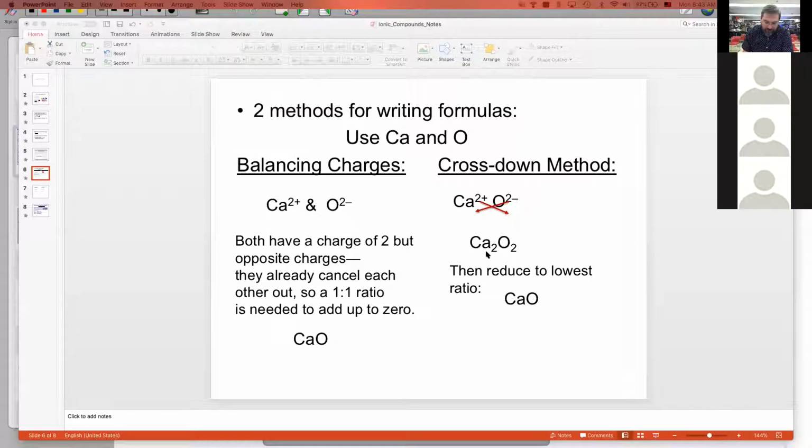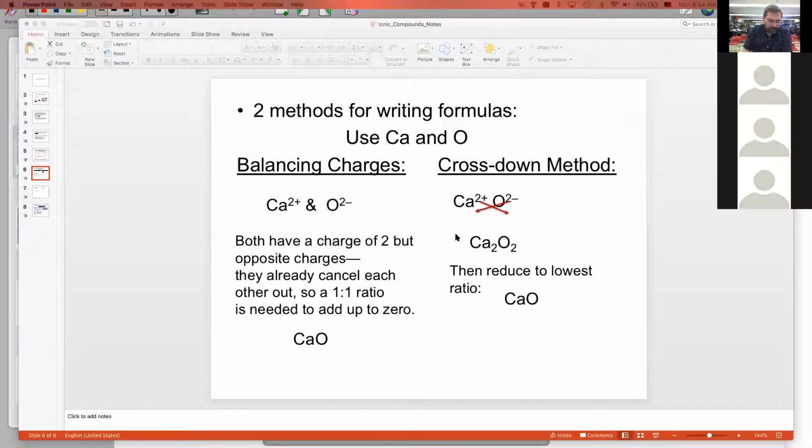So instead of it being Ca2O2, you could just write it as CaO. Writing calcium oxide as Ca2O2 is not acceptable. It's only acceptable for them to be in the lowest whole number ratio. So if you want to do this cross-down method, that works fine. But if you end up with a ratio of 2 to 2, or maybe it's 4 to 2, 2 and 2 is the most common thing that you would see, you would divide these each by 2 to just get calcium oxide, just CaO.